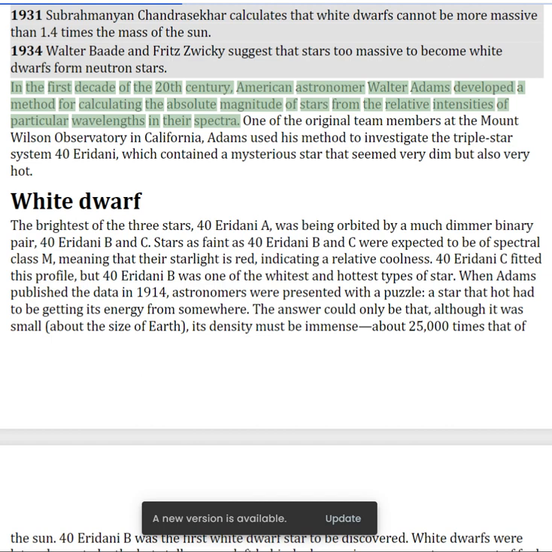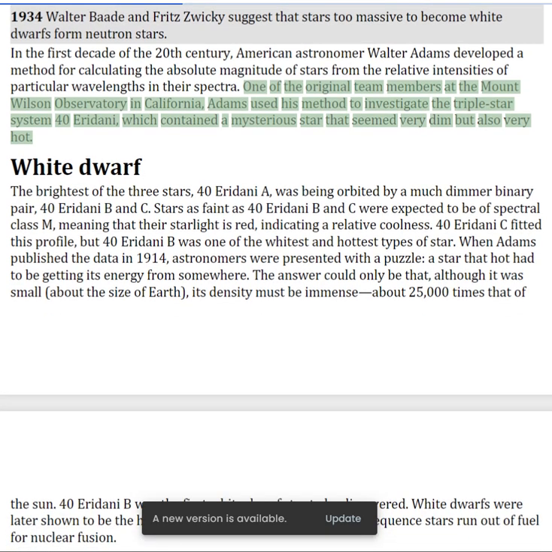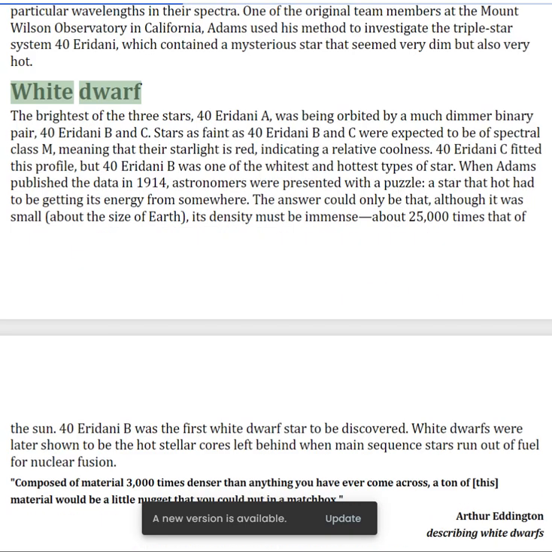In the first decade of the 20th century, American astronomer Walter Adams developed a method for calculating the absolute magnitude of stars from the relative intensities of particular wavelengths in their spectra. One of the original team members at the Mount Wilson Observatory in California, Adams used his method to investigate the triple star system 40 Eridani, which contained a mysterious star that seemed very dim but also very hot. White dwarf.